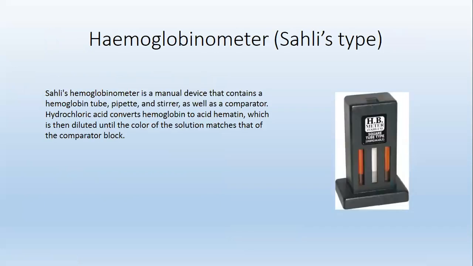This is Sahli's type of hemoglobinometer. Sahli's hemoglobinometer is a manual device that contains a hemoglobin tube, pipette, and stirrer, as well as a comparator. Hydrochloric acid converts hemoglobin to acid hematin, which is then diluted until the color of the solution matches that of the comparator block. The color has to match from both sides.